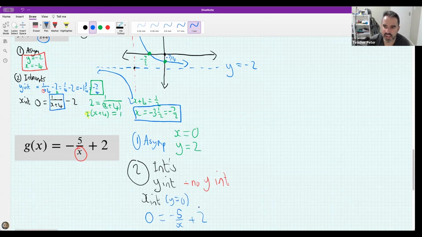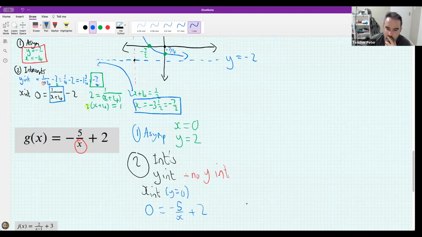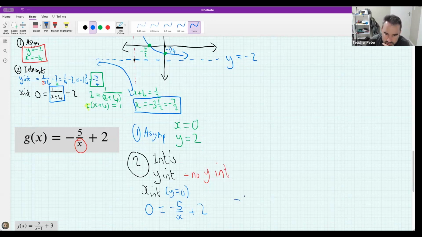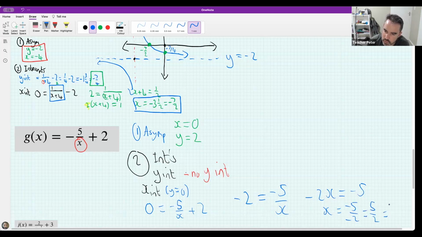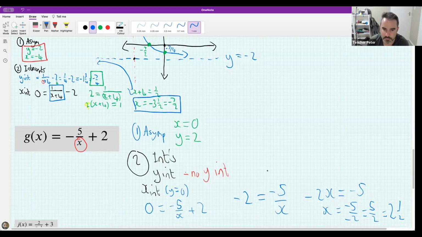What is my x-intercept going to be? Well, I think I'm going to have to do this the long way. So I'm going to bring this across. I bring the 2 to the other side, and then I'm going to move this x next to it. So I get minus 2x is minus 5. And then I divide both sides by minus 2. So I get 5 over 2, or 2.5, as my x-intercept.